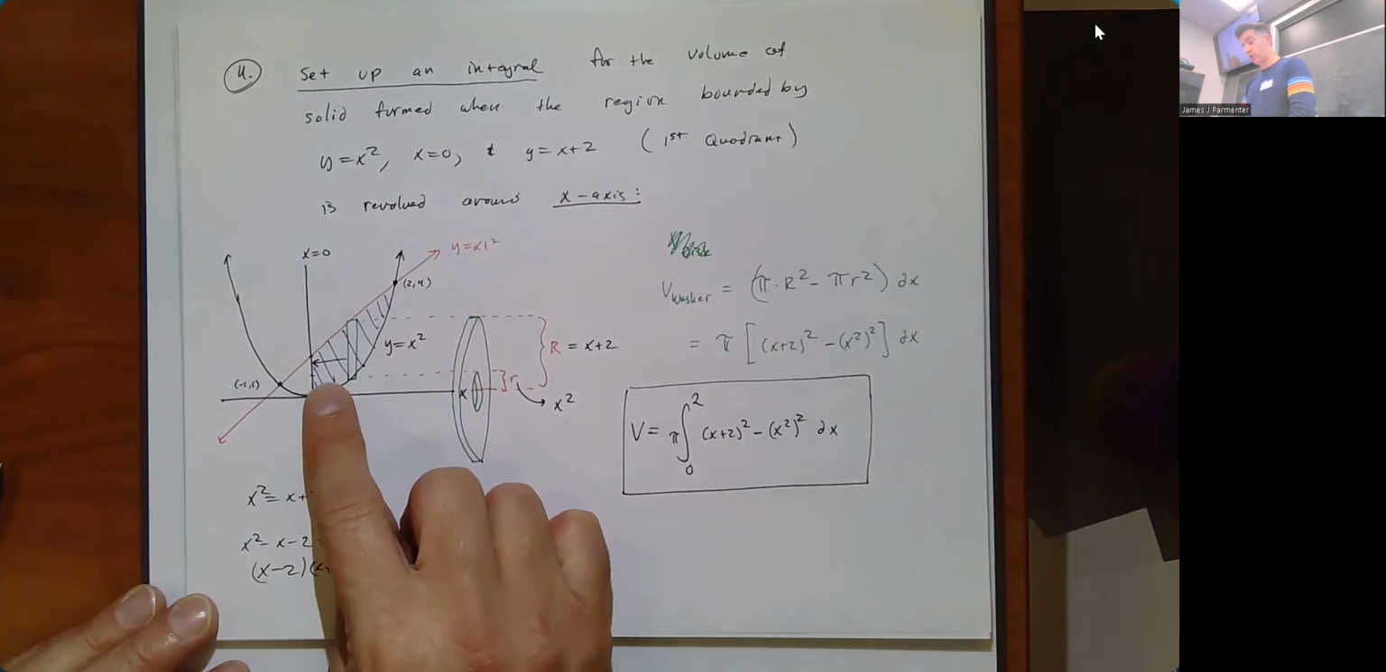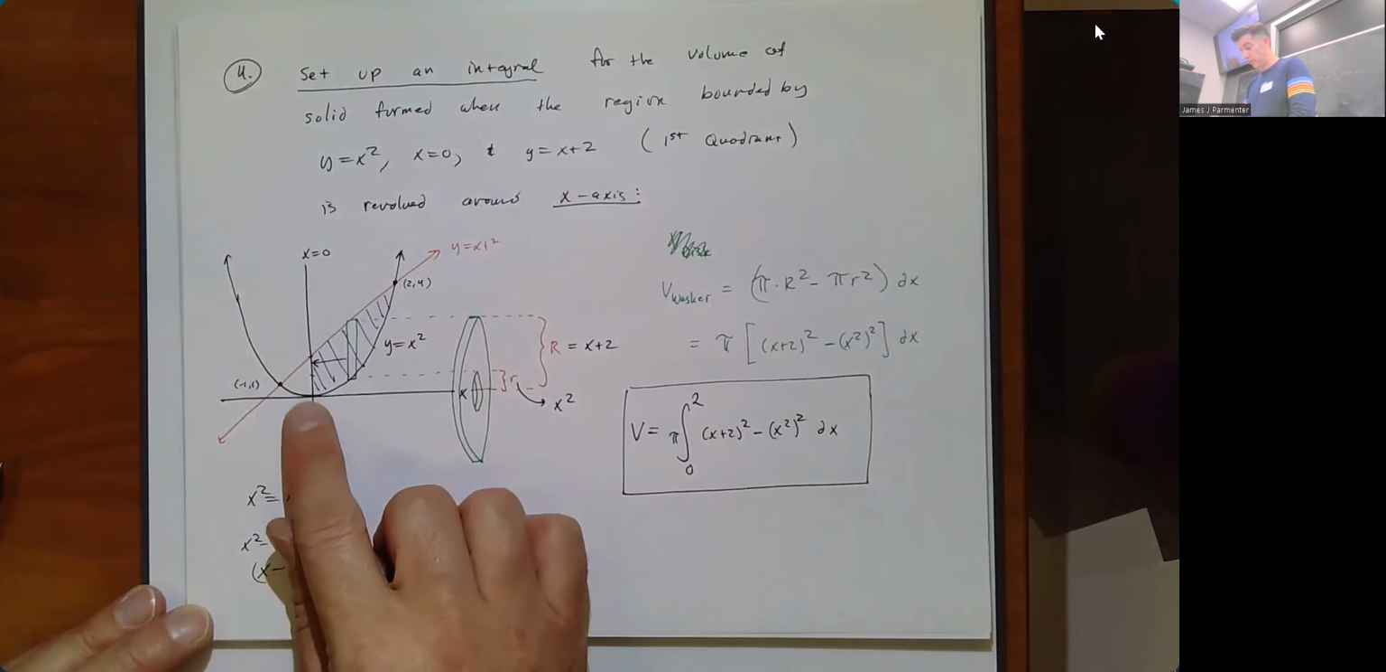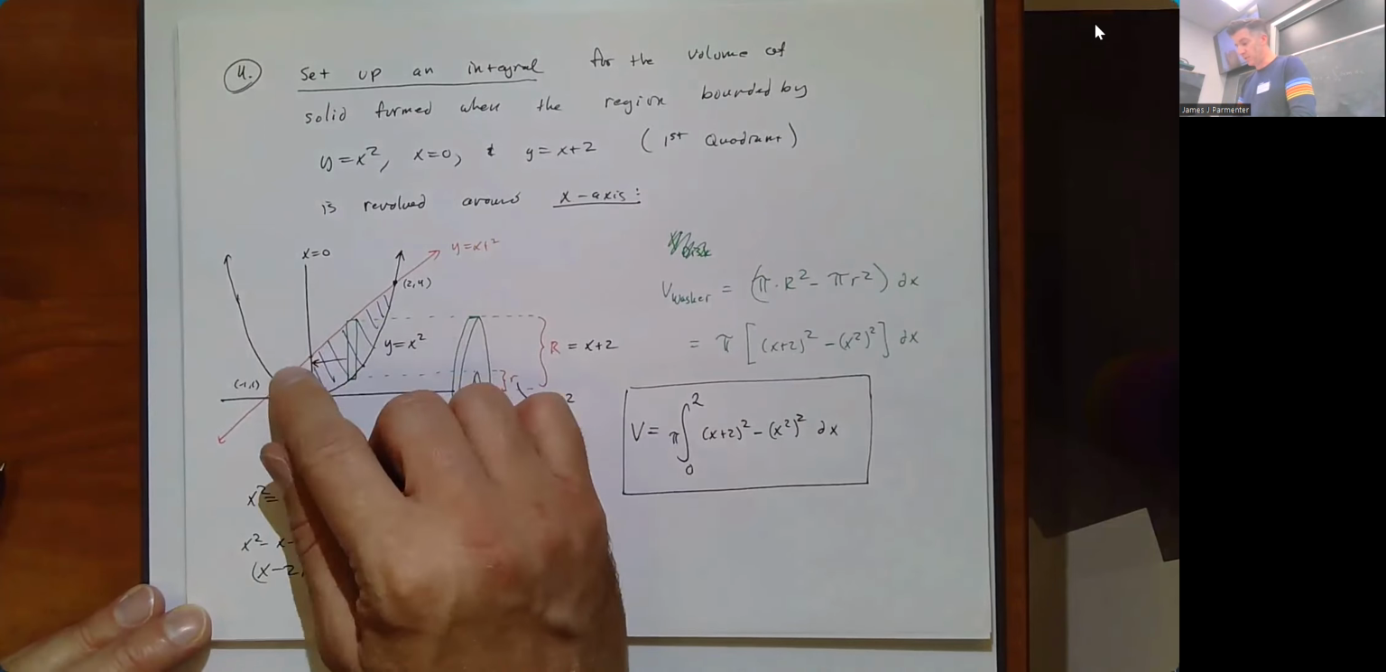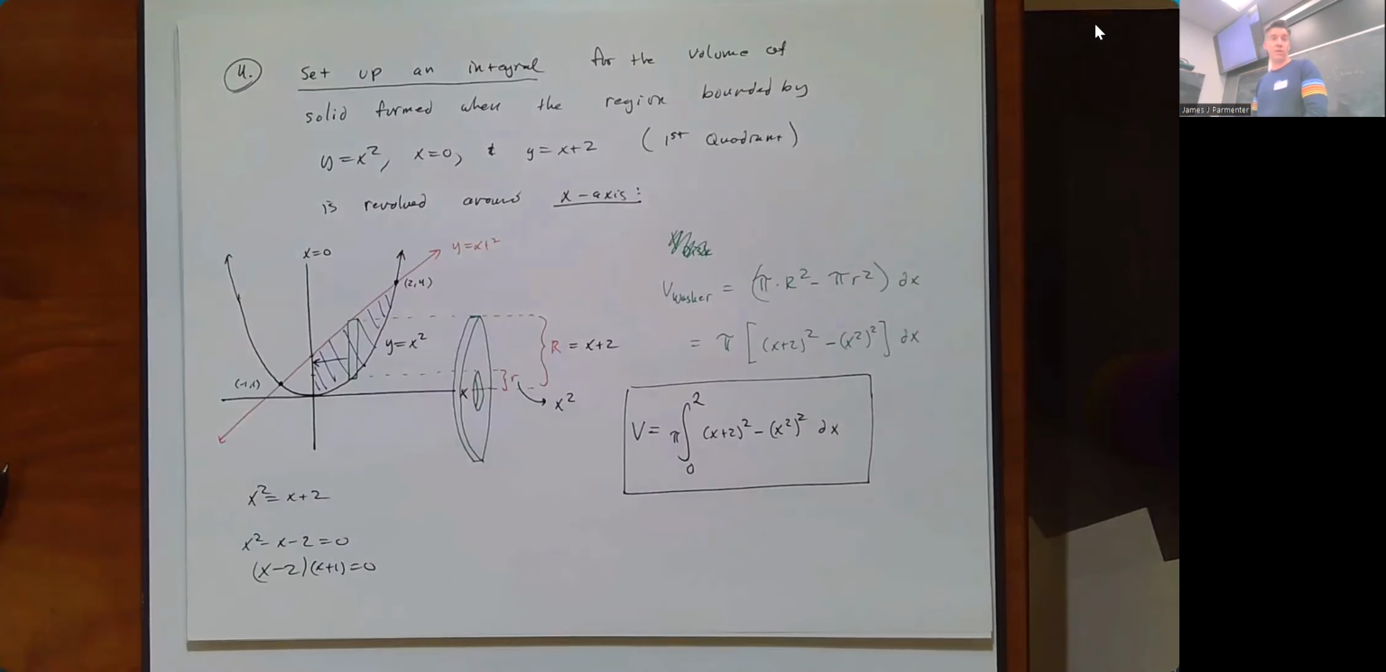the x squared function is closer to the axis of rotation. So it's the smaller radius, whereas the x plus 2 function is the one that's further away, so it's the larger radius.